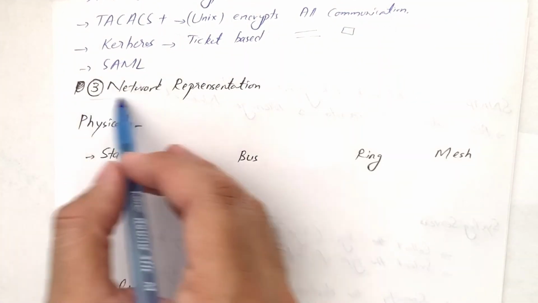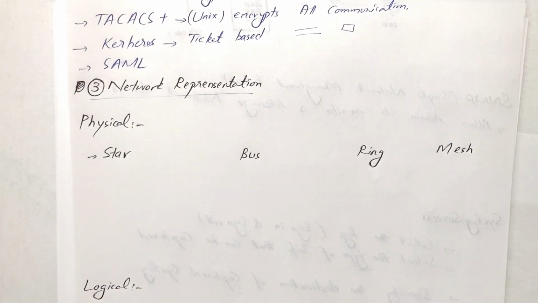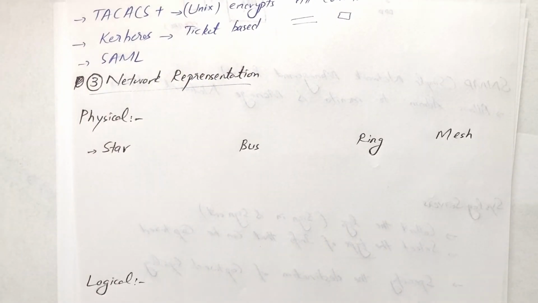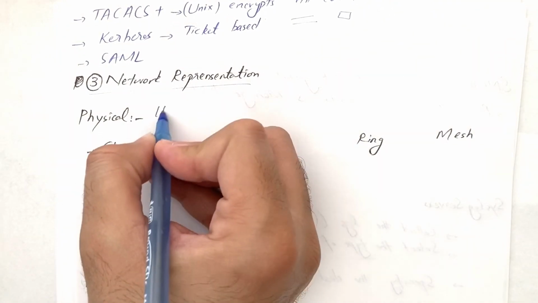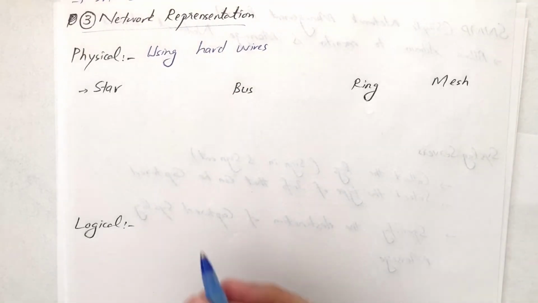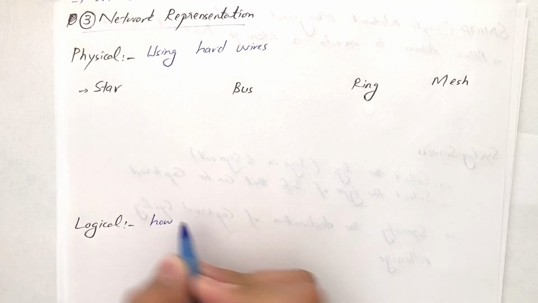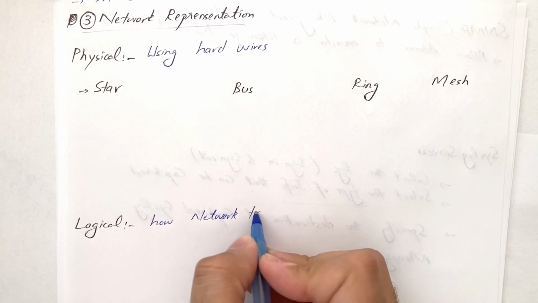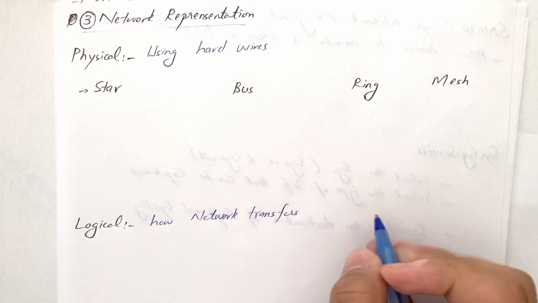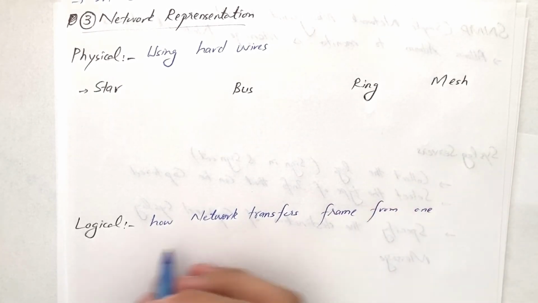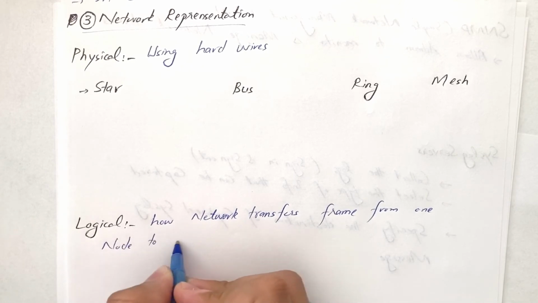The last agenda item is the network representation. There are two types of network connectivity. One is physical connectivity, and the second is logical network connectivity. Physical connections are basically using hard wires, while the logical connections define how the network transfers data from one node to another.